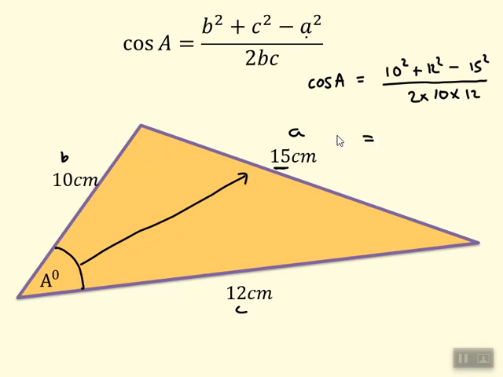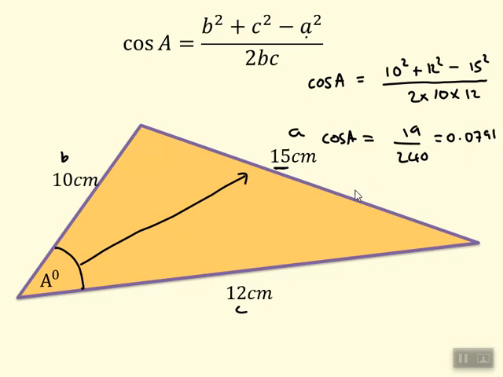Okay, now, cos A. Now what I would do is use the fraction button in order to work out this right hand side now. So I'm going to press the fraction button, so 10 squared plus 12 squared, take away 15 squared, divided by 2 times 10 times 12. Okay, that gives us, the calculator says, 19 over 240, or that's 0.0791 and so on.